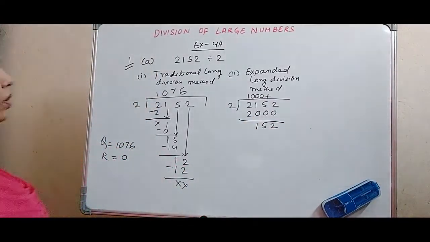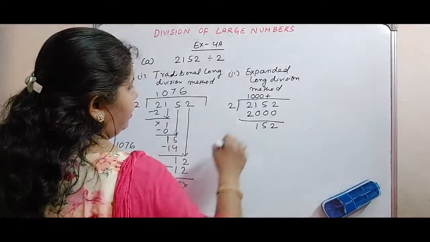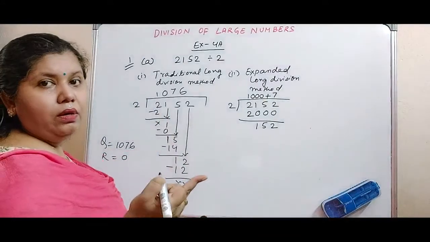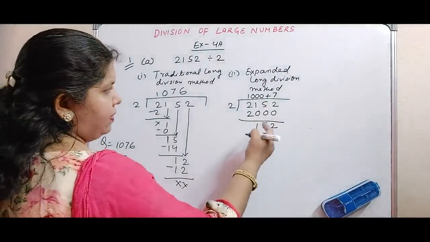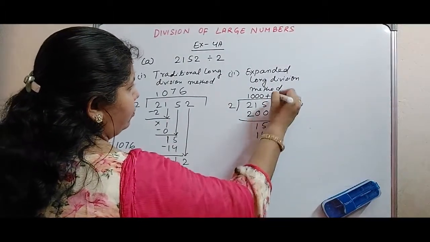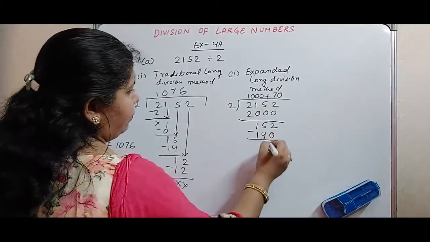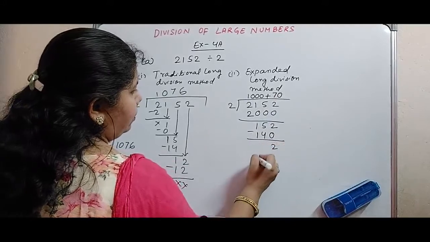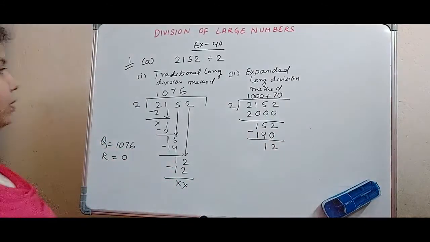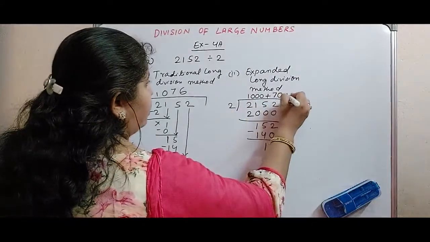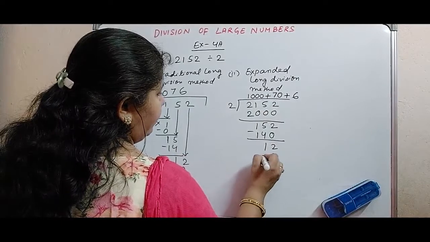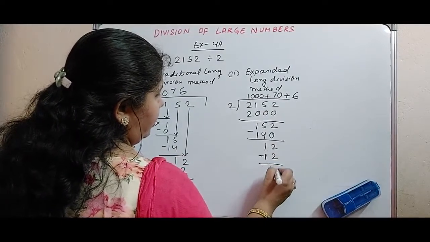Now 2 sevens are 14 is closer, because 2 eights are 16 will be more than 15, so you cannot take that. 2 sevens are 14. So for this 2 you put a 0 here, here also you put a 0. After subtraction what we got? This is 2, this is 1. So 12 we got. Now plus 2 sixes are 12. 2 sixes are 12. After subtraction you got nothing.